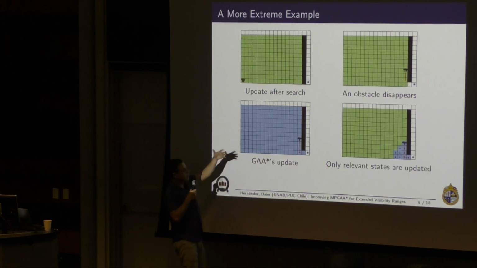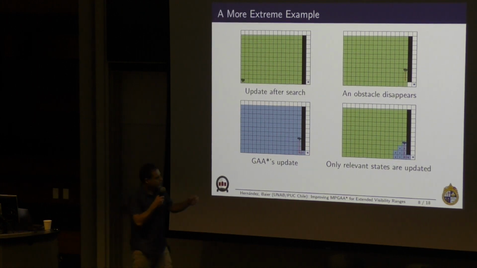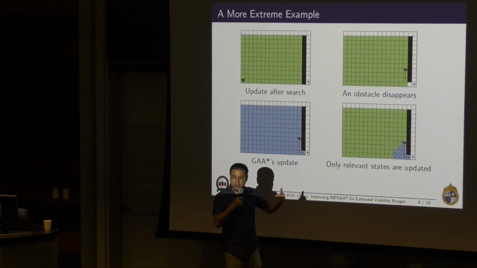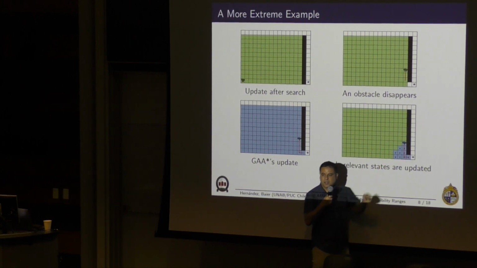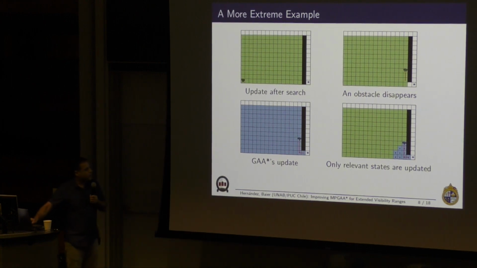And this is a very expensive procedure, and the motivation of our work is to update only relevant states for the current search. For instance, this is an ideal work in order to reach the goal. And how do we implement this idea?